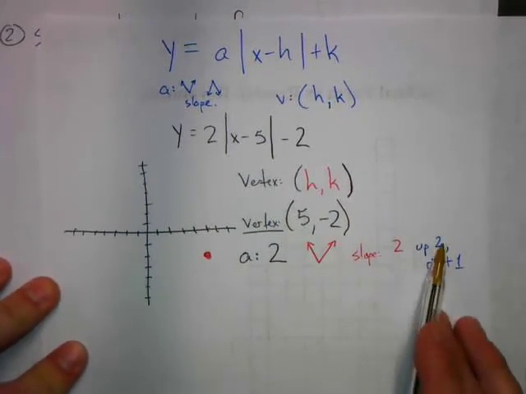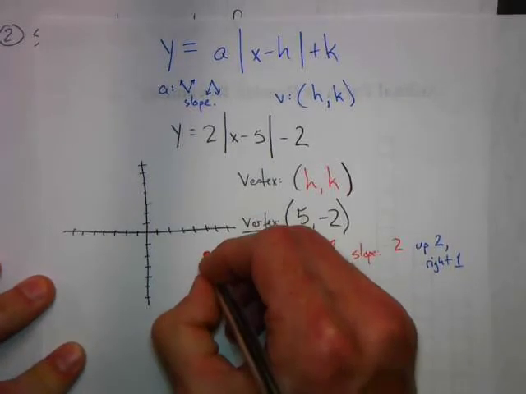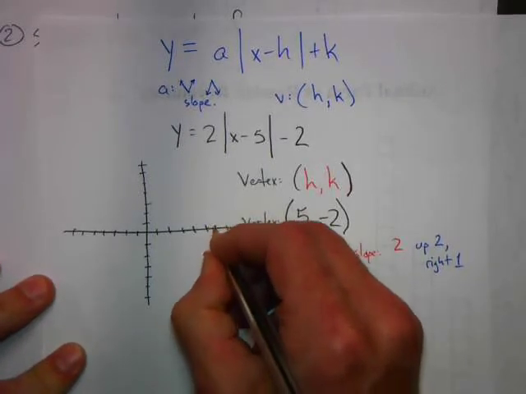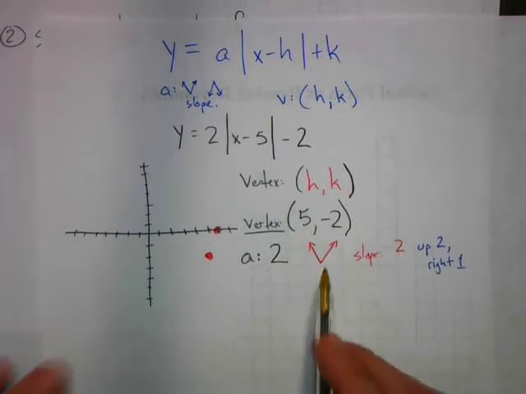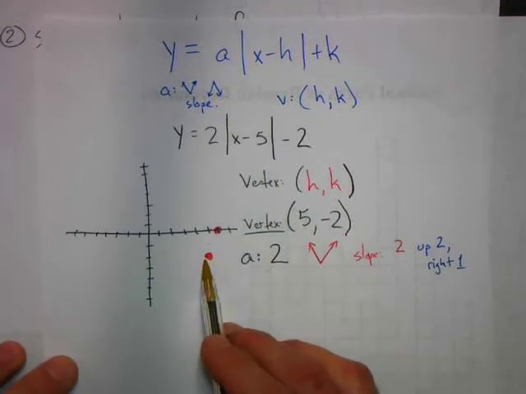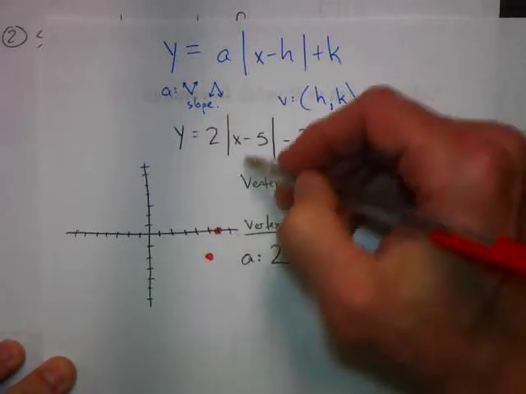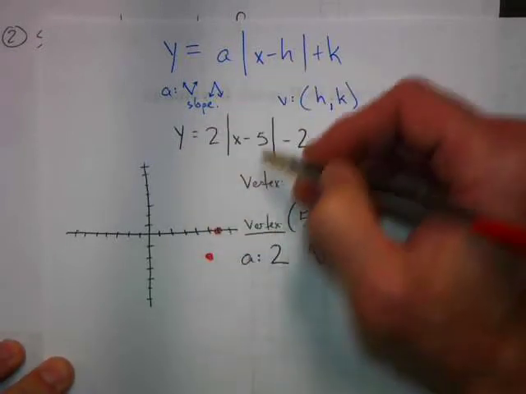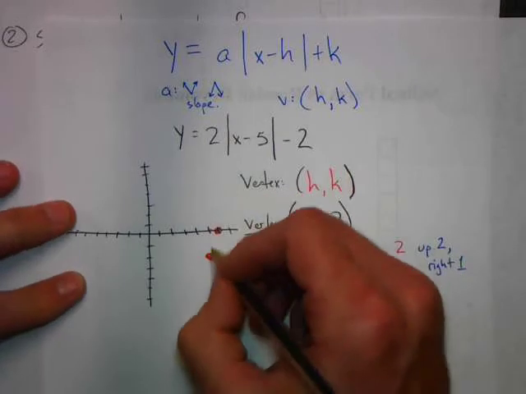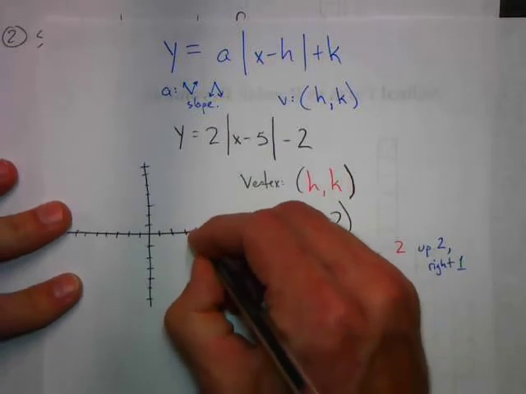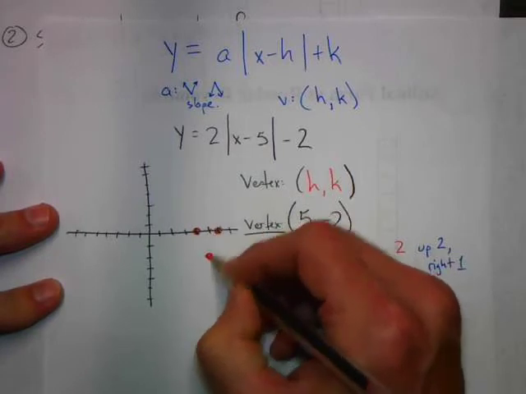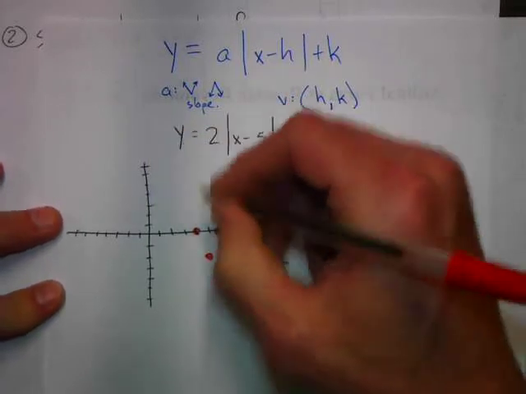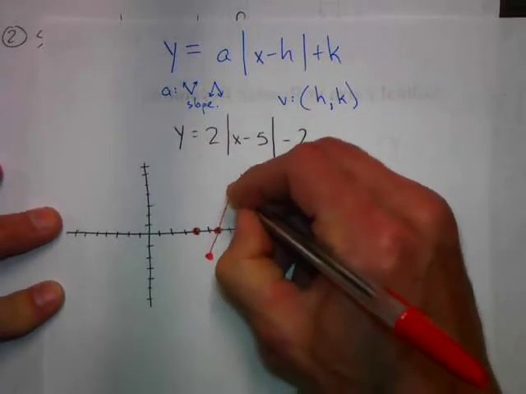of 2. Up 2, right 1. Since it's a V shape, and this is the vertex, we know that it's going to look something like this. So we can make a third point. We can go up 2 and left 1 as well. So here's the vertex. We can go up 2, right 1, and we can go up 2, left 1 because it's going to make a V.